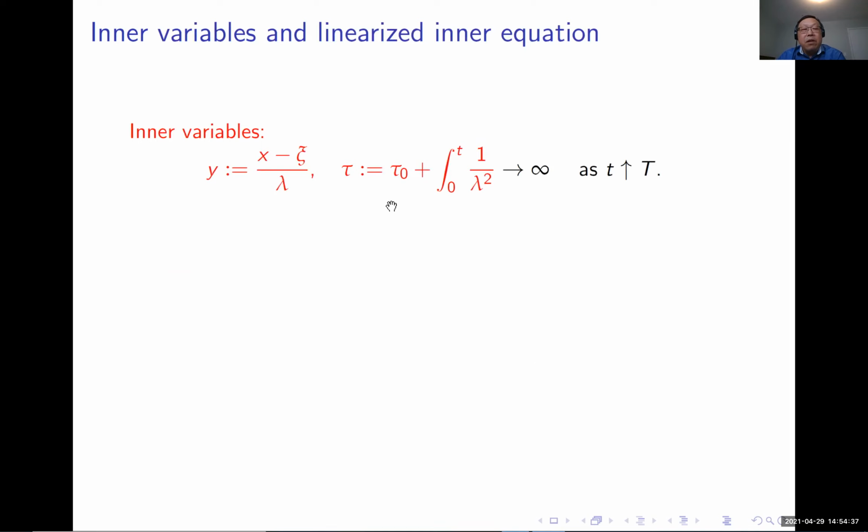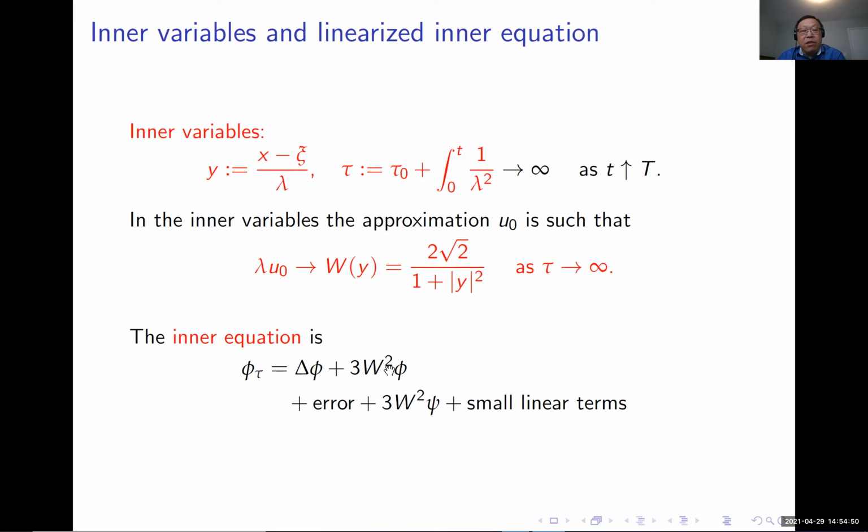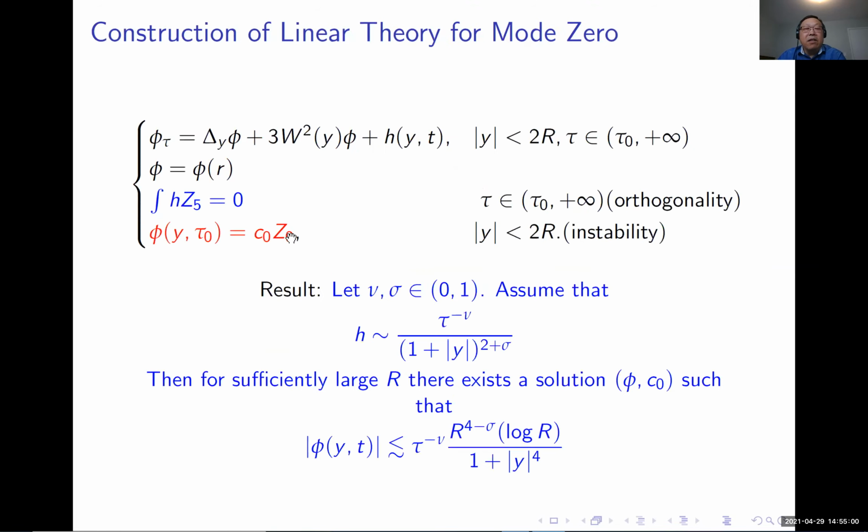Okay, so for the inner problem, with our inner variable rescaling, we use y and tau. And so the lambda zero becomes a W. The linear equation will become phi tau equals Laplace phi plus 3W² phi plus the outer interaction. So this is the linear problem we need to solve. Now we solve the linear problem in modes. First, mode zero, which is the radially symmetric case. For the radially symmetric case, we have one kernel, which is Z5, which is the scaling. So we assume the right-hand side is orthogonal to the scaling.